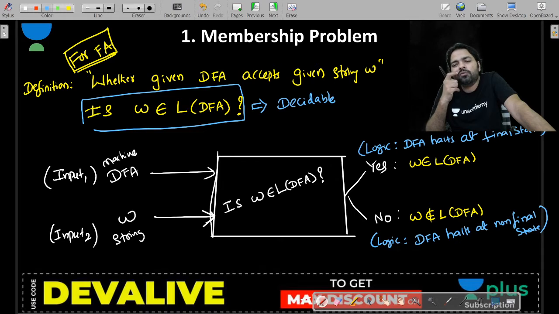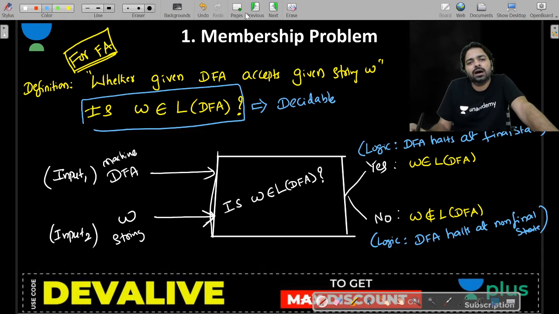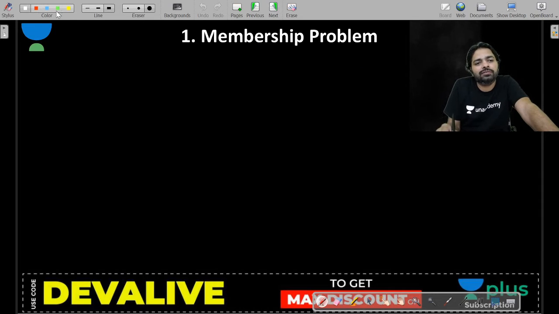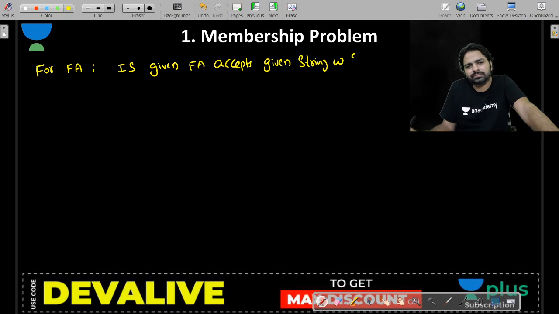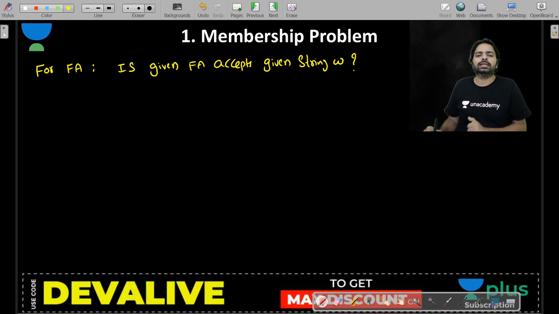Now, I can't help you with all the notions right now. First, I will only define them, guys. How do you define this problem for finite automata? Whether the given finite automaton accepts the given string W over any sigma. Yes or no only.